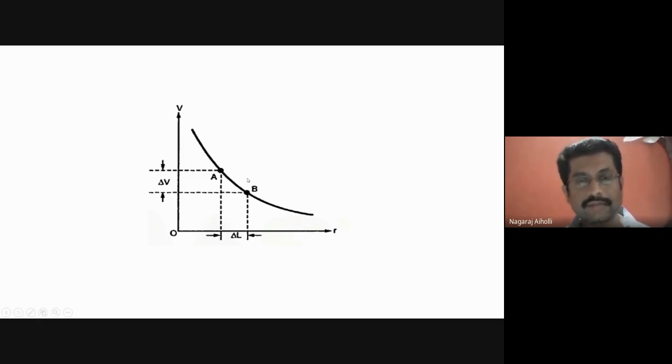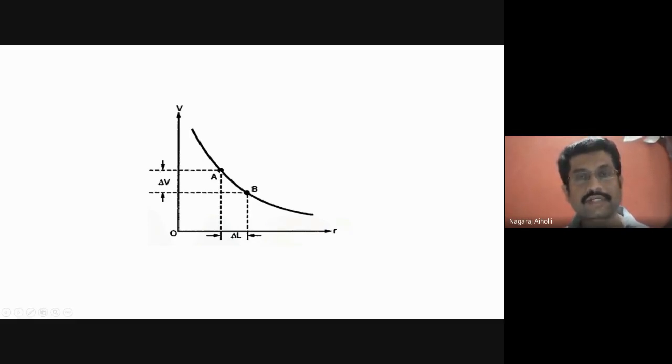Then I'm considering 2 points here. One point is A on this curve, another point is B. Then take the intercepts. You know how to take the intercepts mathematically, right? This is on the y-axis, that is our V-axis here. Then the intercepts from A to B on the x-axis, that is the r-axis here. So this distance from A to B is delta V, the change in potential.